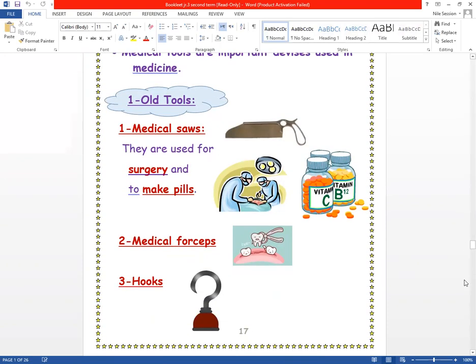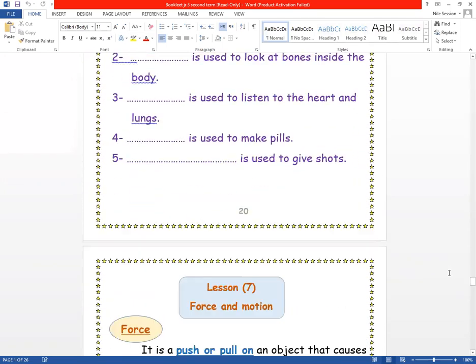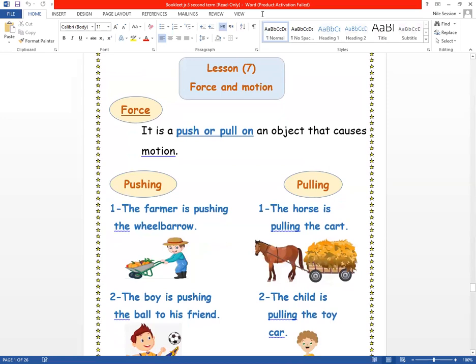Okay, Junior 3, all of you with me. Lesson 7 talks about force and motion. First, let's know the meaning of force. When I push something, Junior 3, or I pull, these are called force. That means power.